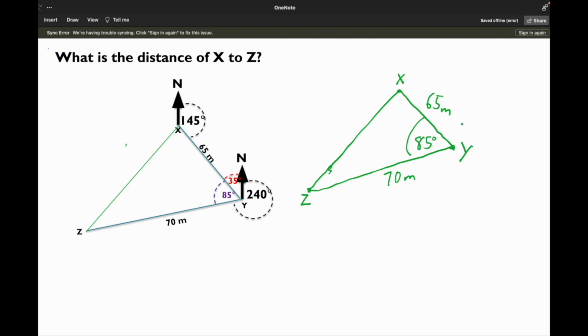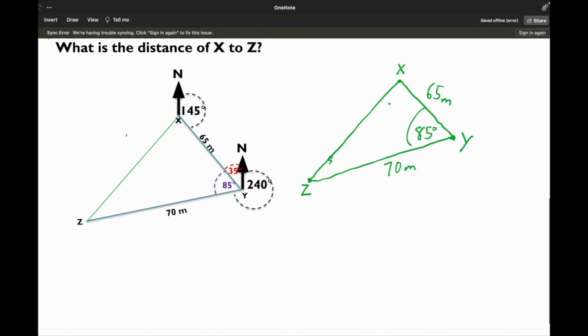So this is tapping back into information and skills that we did before. So the question is, what is the length of X to Z? What do we do in a case like that? The length of X to Z. Pythagoras theorem. We use Pythagoras theorem for what kind of triangles? Right angle. Is this a right angle triangle? No. Right.